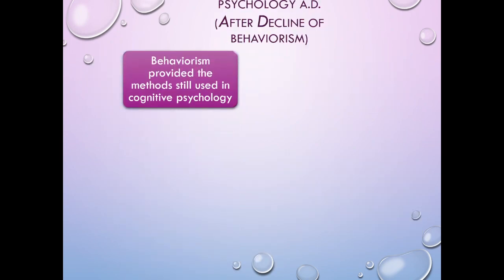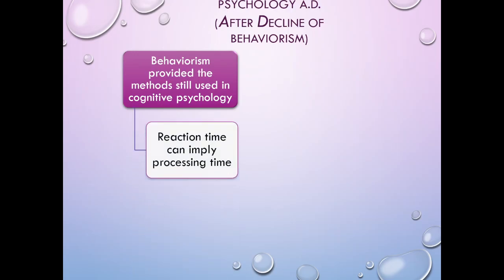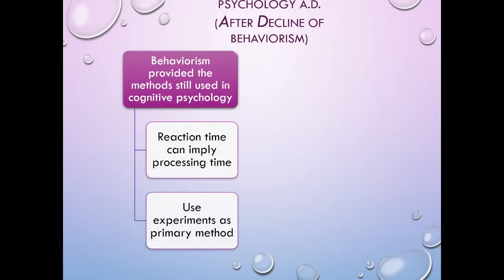So what has happened to psychology since the decline of behaviorism? Behaviorism provided the methods that are still used in cognitive psychology. You're going to find that probably the most behavioristic people you can meet outside of actual behaviorists will be cognitive psychologists, because we'll use a lot of behaviors that are objective and directly measurable to stand in for the cognition that's driving that behavior. So we might use reaction time to imply how long it's taking you to mentally process something.